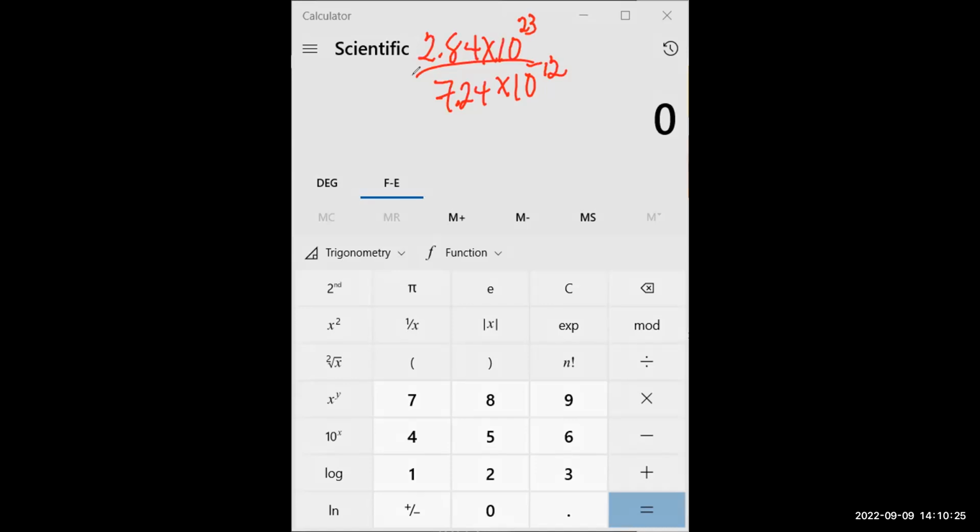Okay, maybe I'll ask 2.84 times 10 to the 23rd. How many sig figs in that number? Is it 3? You got it. Okay. How about 7.24 times 10 to the 12th? How many sig figs there? 3. Okay, so we're dividing 3 sig figs by 3 sig figs. How many sig figs should our answer have? 3. There you got it.